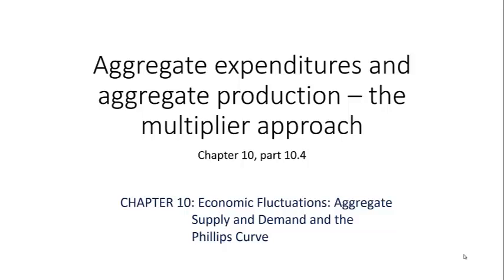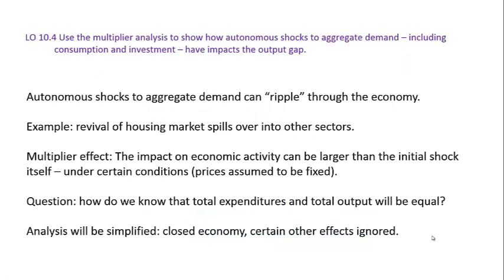Hello. In this video, we're going to examine aggregate expenditures and aggregate production using the multiplier approach. This video takes material from Chapter 10, Part 10.4. That's Learning Objective 10.4. So previously, we learned how autonomous shocks to aggregate demand can ripple through the economy.